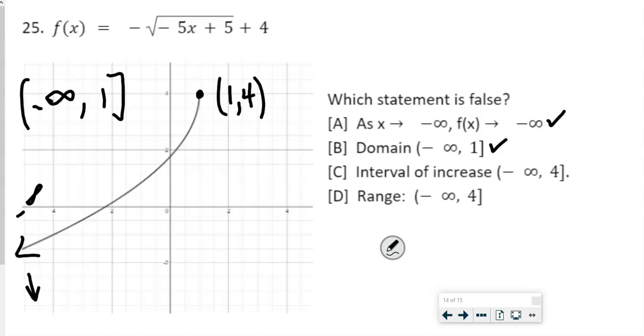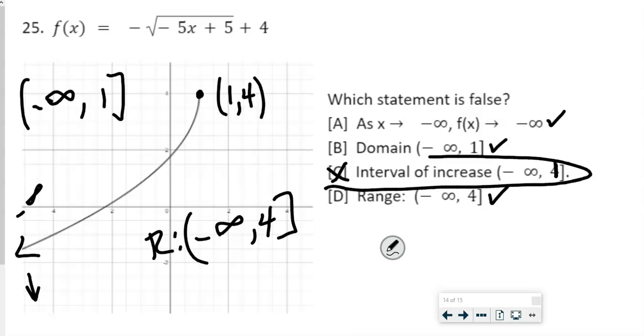Is this graph increasing on our domain? So this would be our answer, right? Right here, because this is the false statement. So this should be going to what? Our 1, right? So that's our false statement. And then our range is going to be what? From negative infinity up to 4, isn't it? So, and that's also correct. So here's our answer right there.